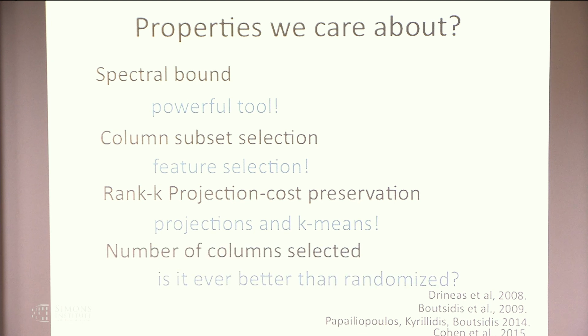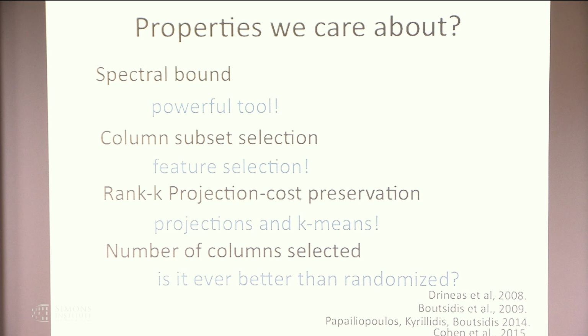And then lastly, there's a question of the number of columns selected. Can the bounds on deterministic sampling ever be better than the available bounds on randomized? This was a question that was interrogated in terms of rank K leverage score deterministic sampling, but was unknown for ridge leverage score sampling. And so, of course, the answer to all of these bounds is yes, they exist. This is possible for deterministic sampling with ridge leverage scores.